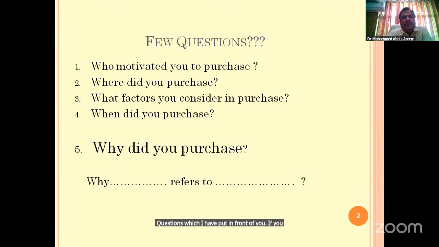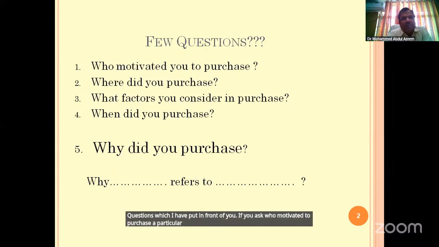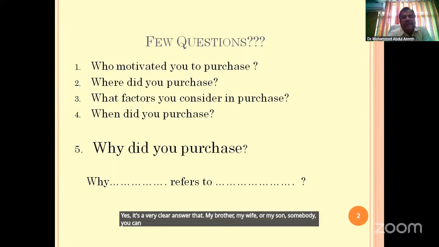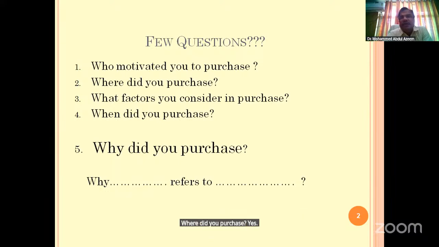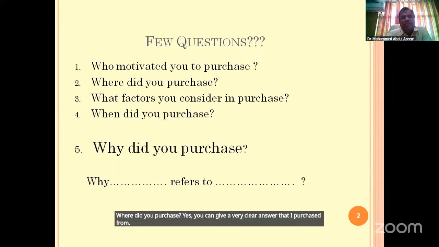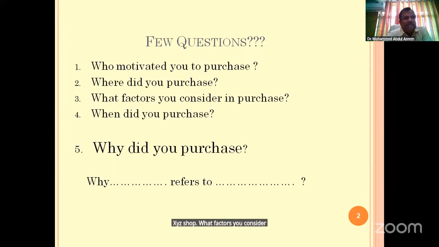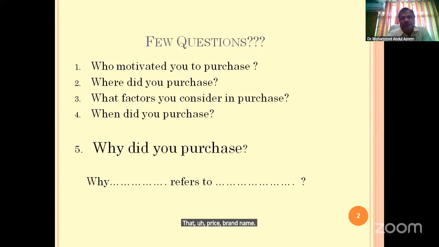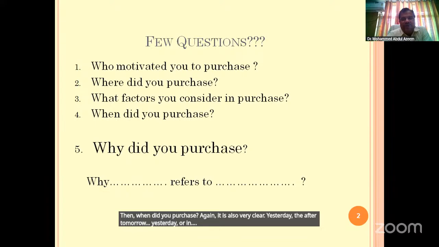If you ask who motivated you to purchase a particular product, it's a very clear answer: my brother, my wife, or my son, somebody. Where did you purchase? You can give a very clear answer that I purchased from XYZ shop. What factors did you consider in purchase? Again, the answer is very clear: price, brand name, requirement, need. These are the factors. Then, when did you purchase? Again, it is also very clear: yesterday, day after tomorrow, or in January, February, whatever.